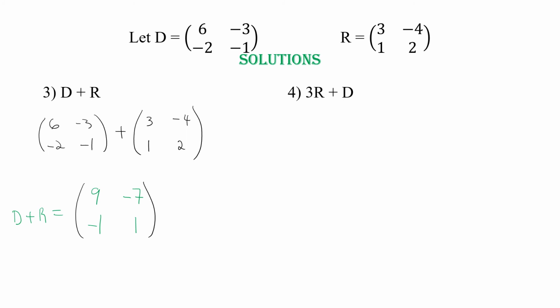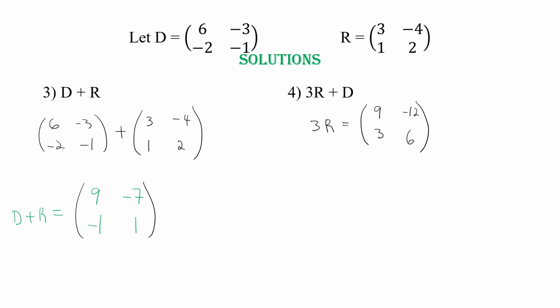And the last one here, number 4, we have 3R plus D. 3R will be again 3 times each element in R. So let me just do that one here. 3R, change that color, go black. So we have 3R, let's just figure out what is matrix 3R. That's each element multiplied by 3. So this is supposed to give us 9, 3, negative 12, and 6. Each element in matrix R I multiplied by 3.